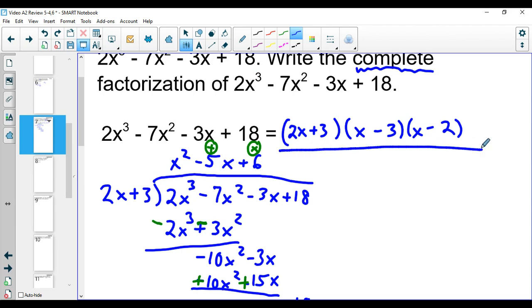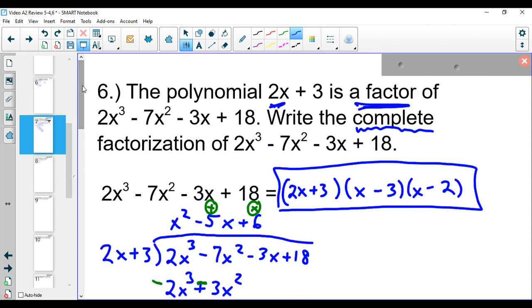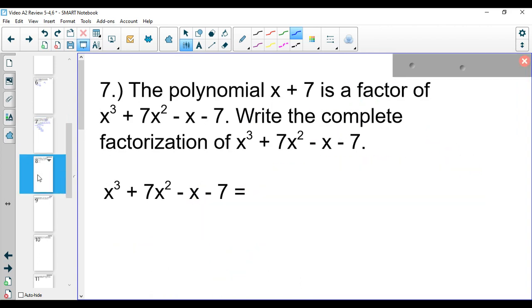And now we have our complete factorization of the polynomial. Let's check the answer before I forget to do that. 2x plus 3, x minus 2, x minus 3. Okay, I put them in a different order, but it's still completely correct. Number 7, same type of problem. They're giving us one factor, the x plus 7, and we've got to write the complete factorization.